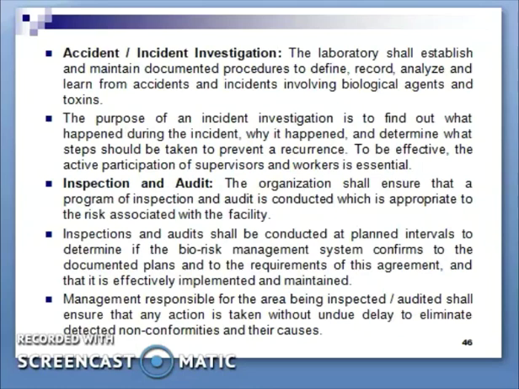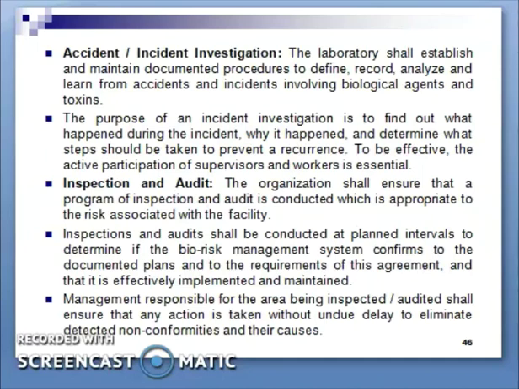Similarly, the lab shall establish and maintain a documented procedure to define, record, analyze, and learn from accidents and incidents involving biological agents and toxins. The purpose of an incident investigation is to find out what happened during the incident, why it happened, and determine what steps should be taken to prevent a recurrence. To be effective, the active participation of supervisors and workers is essential.